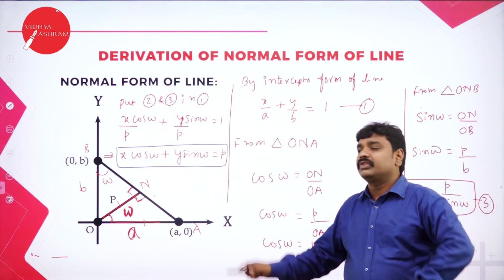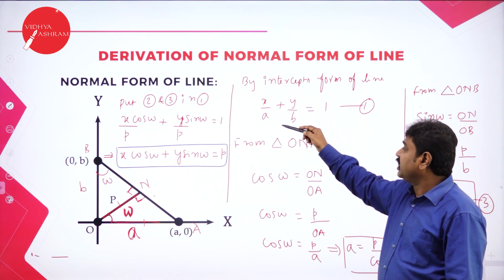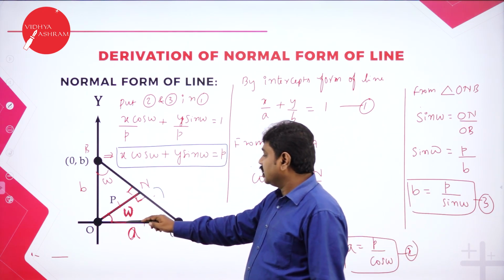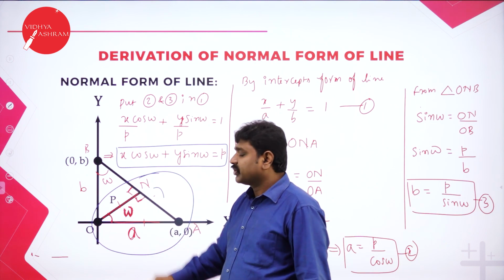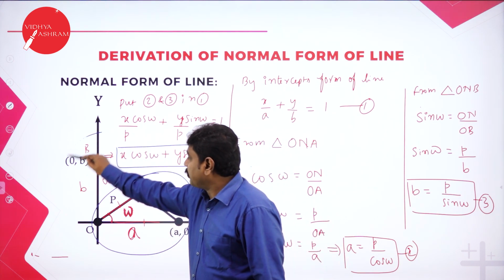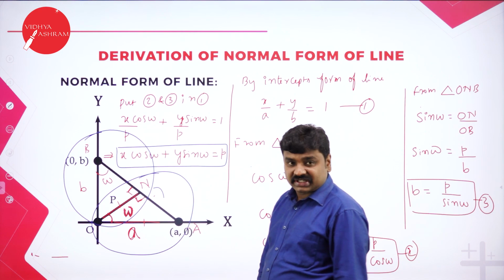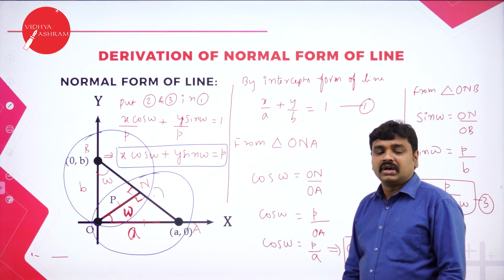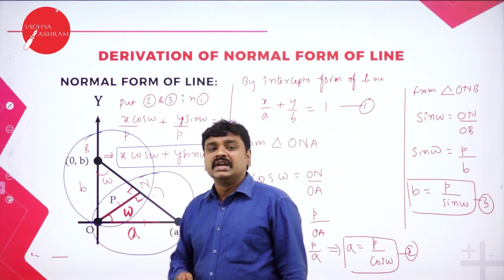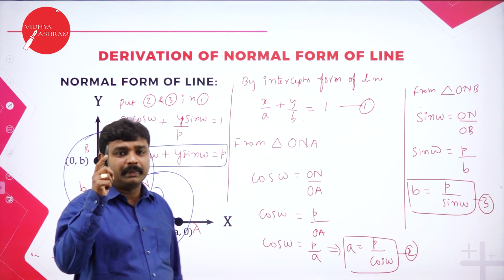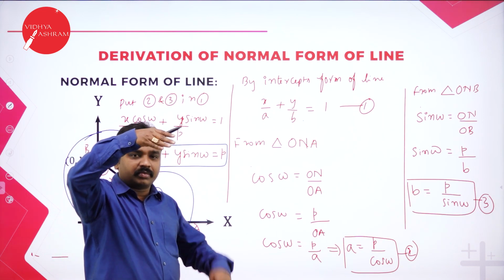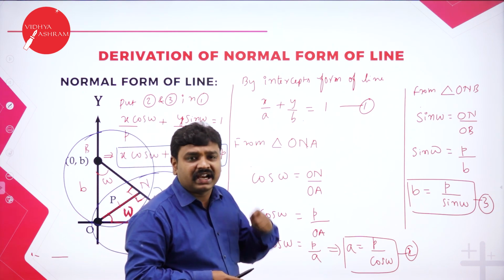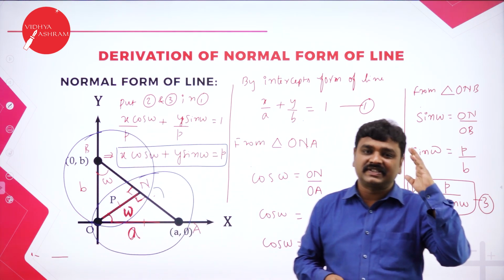By intercept form of line we can write x by a plus y by b equal to 1, and we need to find a and b. To find a and b, first I'll take the lower right angle triangle ONA and apply cos. Then I'll take the upper triangle ONB and apply sine. Then we'll get the a and b values. Substitute the a and b values in equation 1 and rearrange, and you'll get the equation. What is the equation? x cos omega plus y sin omega equal to P. What is P? The distance of the line from the origin, or the length of the normal, or the length of the perpendicular. What is omega? Omega is the angle made by the normal with the x-axis.